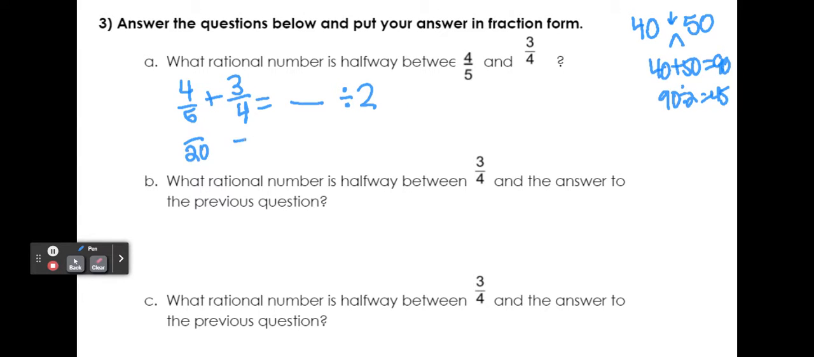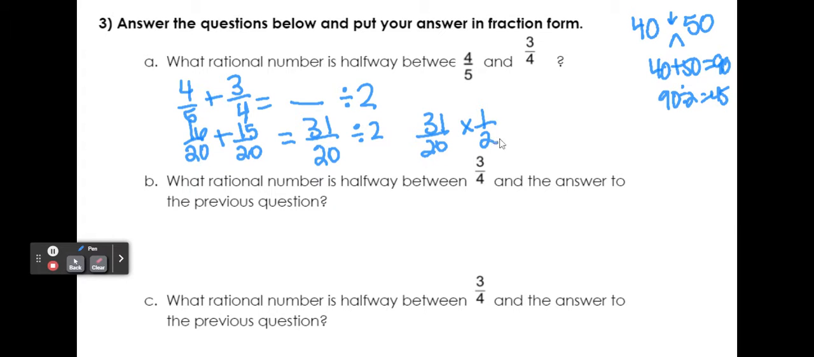But remember, 5 and 4, the lowest common multiple is 20. 4 times 4 is 16. 3 times 5 is 15. So I'm just making them have common denominators. So 31 twentieths. And now I need to divide that by 2. If you remember from elementary school, dividing by 2 is the same as multiplying by a half. We multiply by the reciprocal. So 31 times 1 is 31, 20 times 2 is 40. This was the correct answer. This fraction is halfway between 4/5 and 3/4.